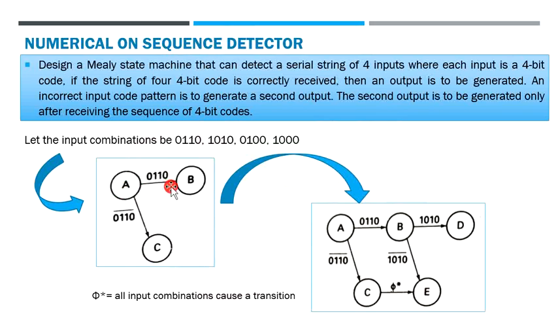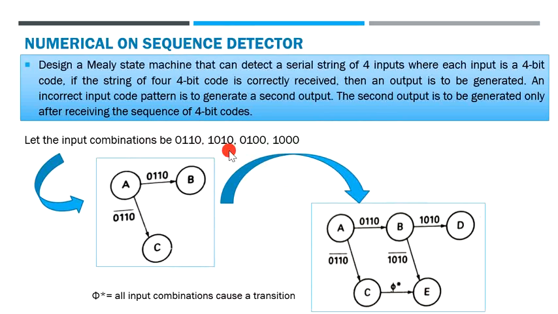If it is correct, I have to change from A to B. If incorrect, it has to move to C. Now coming to the second code, if the second code, that is 1 0 1 0, is correct, the state will change to D, that is from B to D. If it is incorrect, then the state will change from B to E.